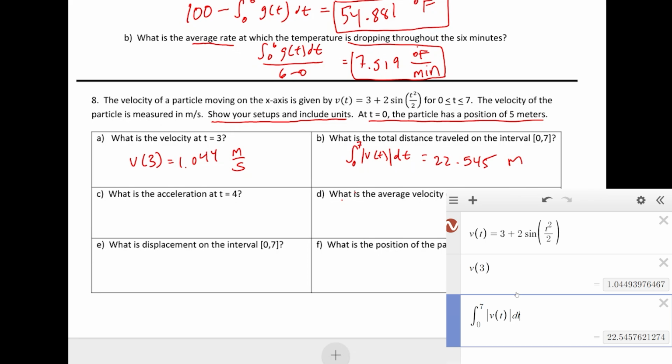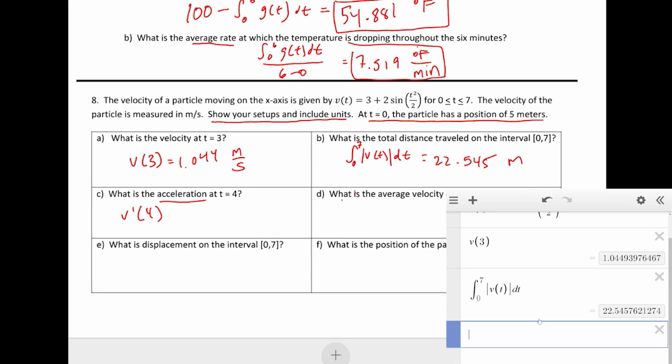Letter C says, what's the acceleration at t equals 4? Okay, so the acceleration is the derivative of velocity. So we want the derivative of velocity at 4. You can define acceleration in Desmos, but you don't really have to. You can just kind of stick to velocity here so that you don't have to type anything else. And just type in v prime of 4, and Desmos can handle that, which is pretty nice. It'll look exactly like this, v prime of 4, and there you go. That's it. So it's negative 1.164, and the units for acceleration will be meters per second squared.